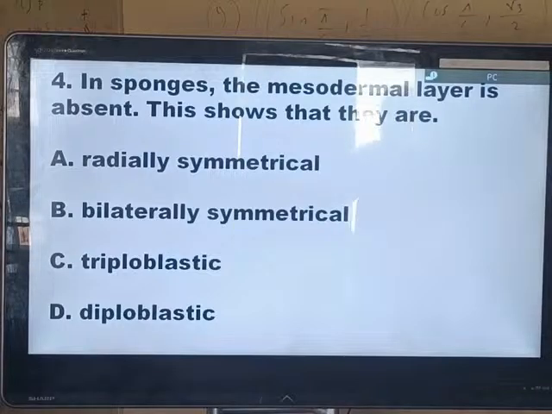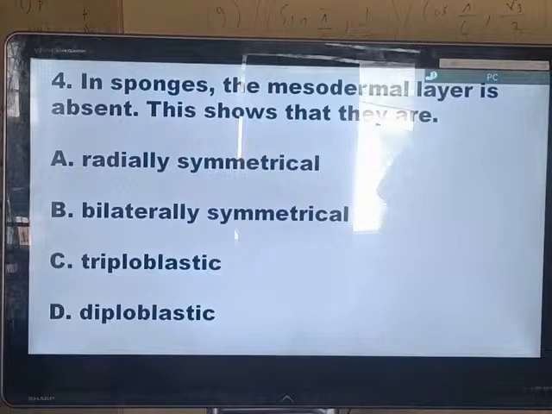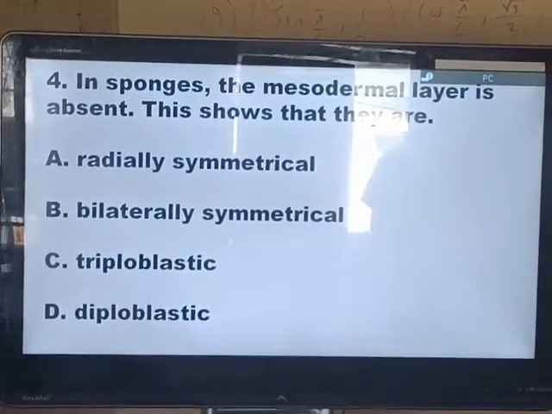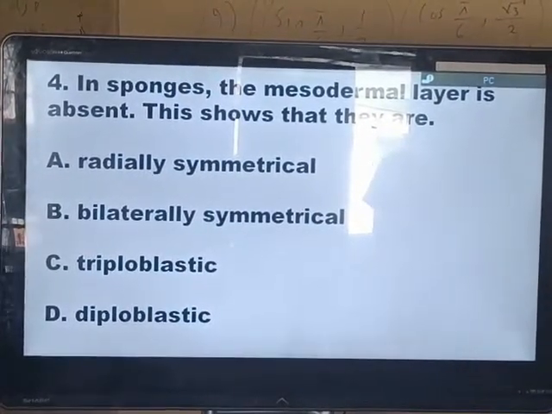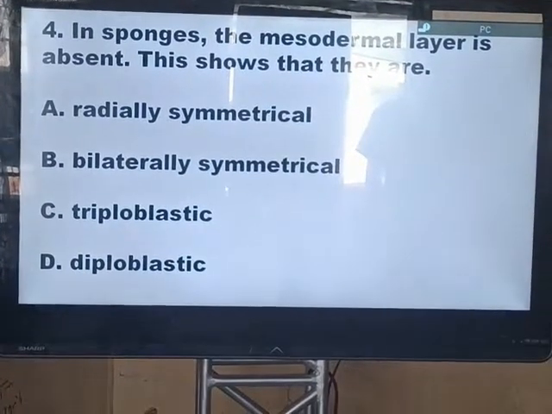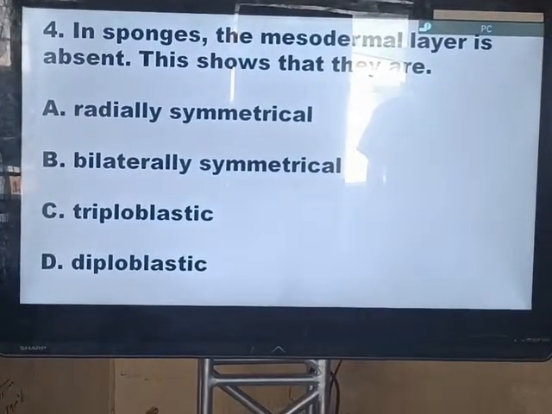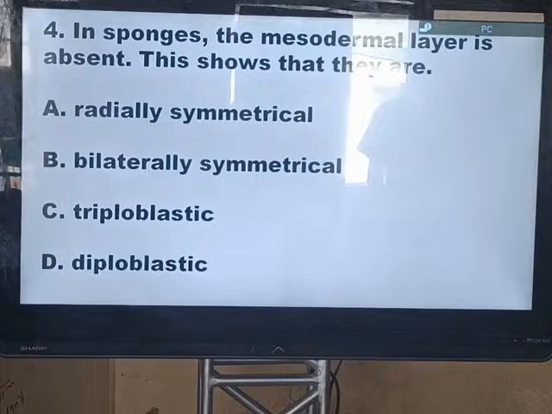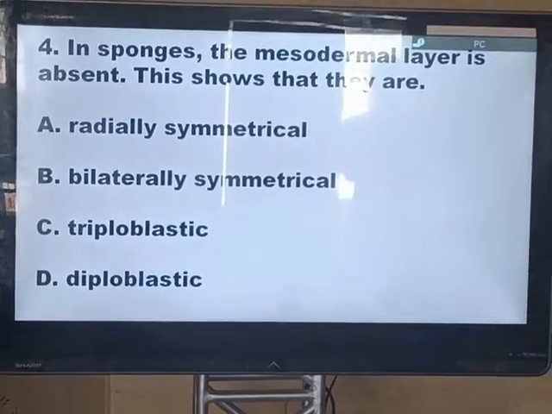What it has is a layer called the mesoglea. So sponges and hydra, both of them are examples of diploblastic organisms. So the correct answer for that one is option D. If you are looking for examples of a triploblastic organism, start from flatworms. All flatworms, like Taenia solium, are triploblastic organisms.